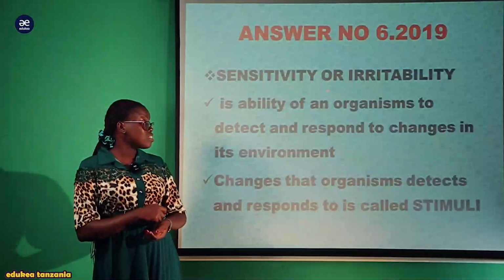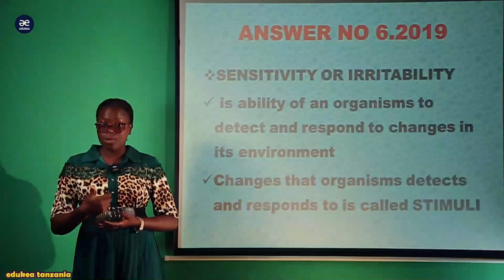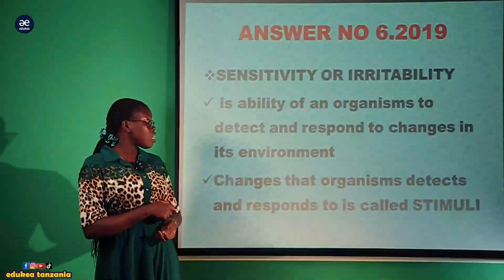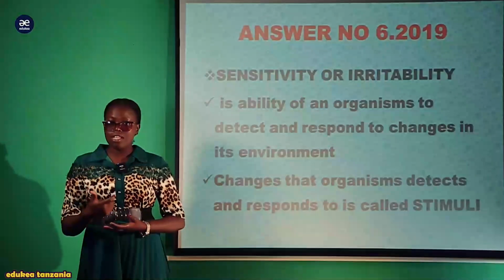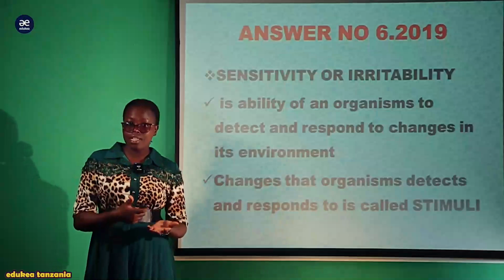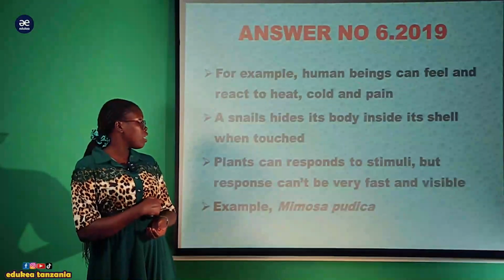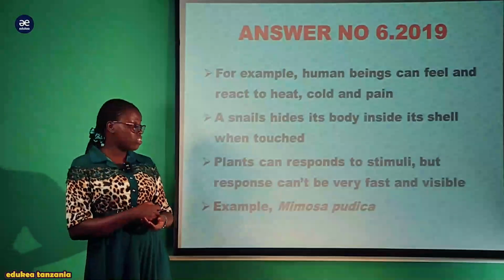Another characteristic is sensitivity, the ability to sense and respond to a stimulus. Here is one characteristic of living things, where this is the ability of an organism to detect and respond to changes in the environment. These changes are what is known as the stimulus. A stimulus can be either internal or external. For example, a human being can feel and react to heat, cold, or pain. That is sensitivity or irritability.